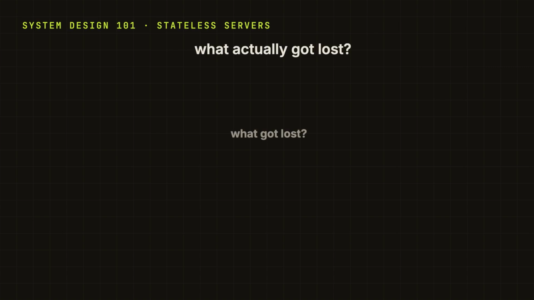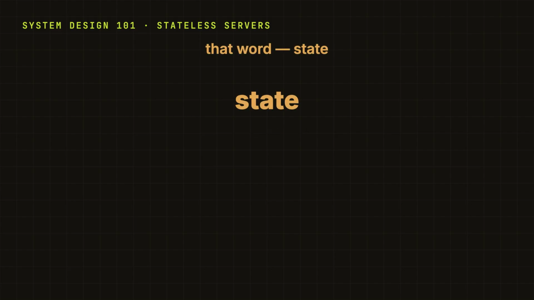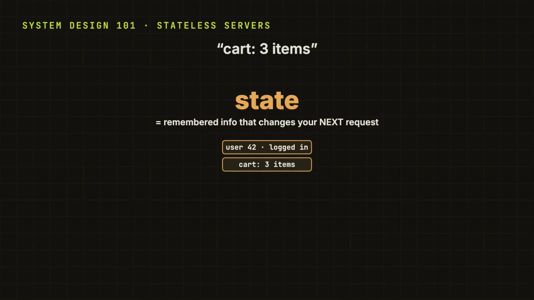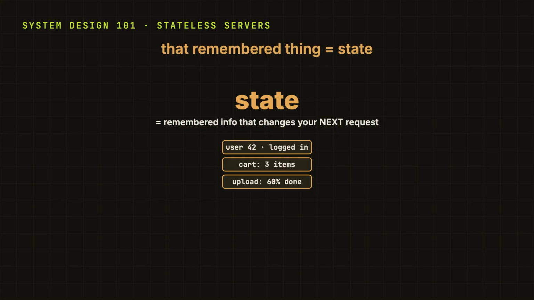So, first question, what actually got lost when the server restarted? That word, state, at a high level. State is just remembered information that changes what happens on your next request. User 42 is logged in. This cart has 3 items. This upload is 60% done. If the next request depends on something the last one set up, that remembered thing is state.